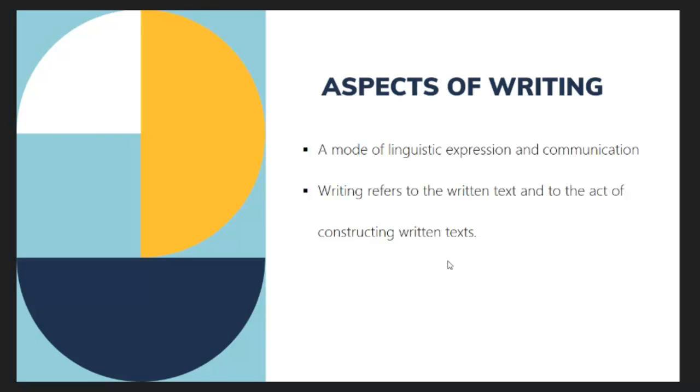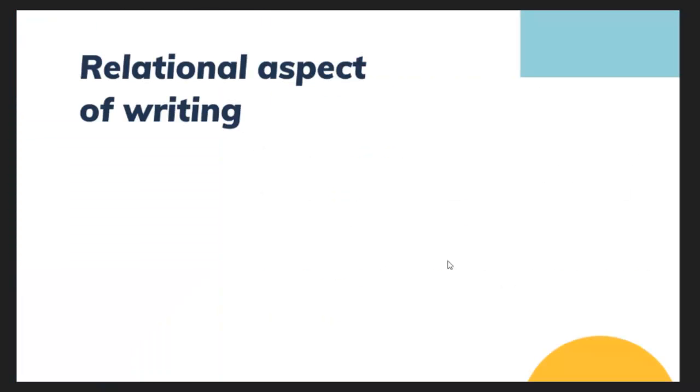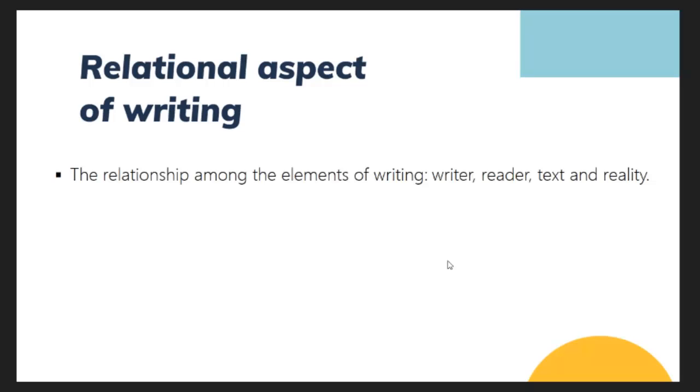There are three aspects of writing that I want to mention. The first one is the relational aspect. The second one is the strategic aspect, and the last is the textual aspect. Let's move to the first one, the relational aspect. This refers to the relationship between elements of writing. We have four elements, which are writer, reader, text, and reality.